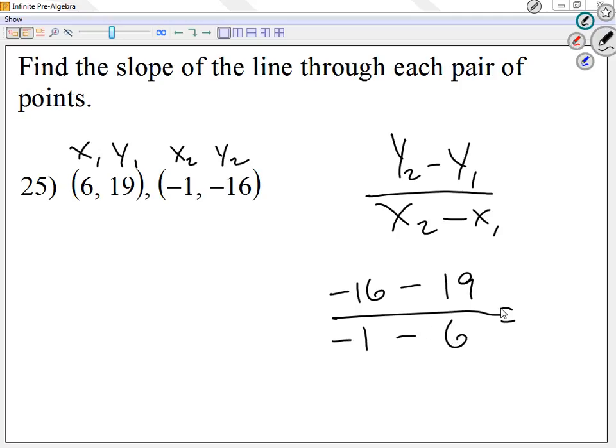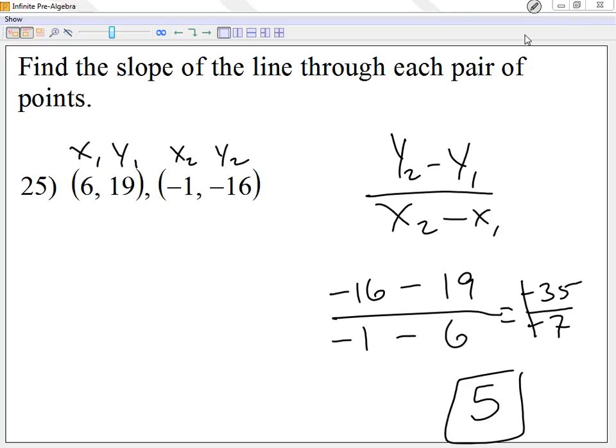So let me simplify the top. Negative 16 minus 19, I know that is negative 35. Looking at the bottom, negative 1 minus 6 gives me negative 7. And simplify your fraction if possible. Negative divided by negative, I know it's going to become positive. 35 divided by 7 gives me 5. Sometimes we have a whole number as a slope. Sometimes it stays as a fraction. But make sure you do simplify it.